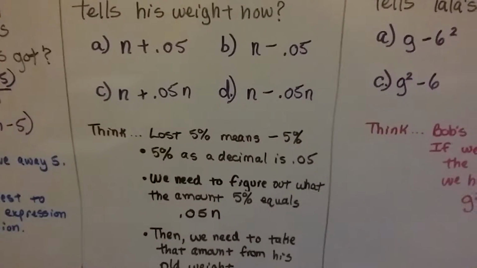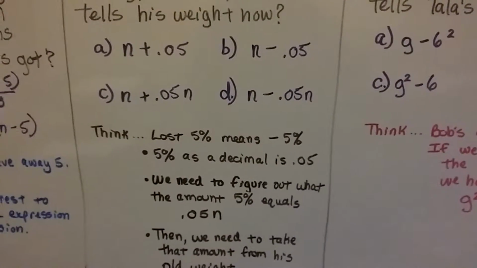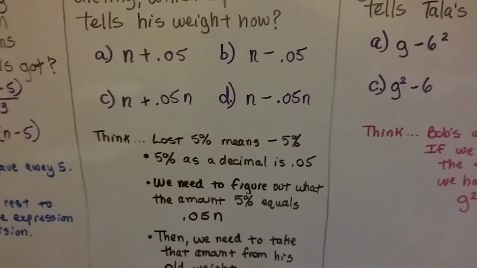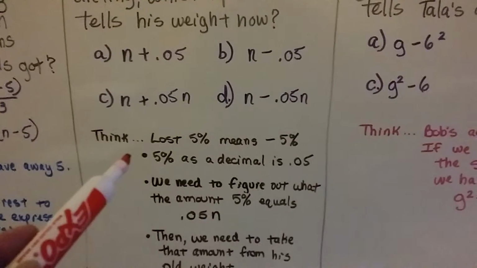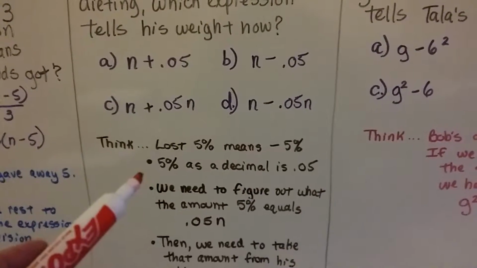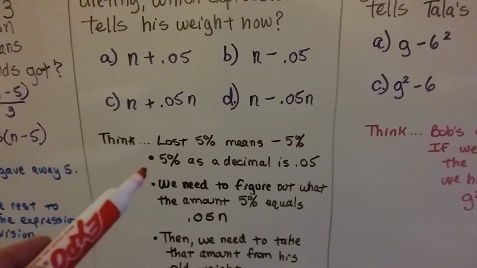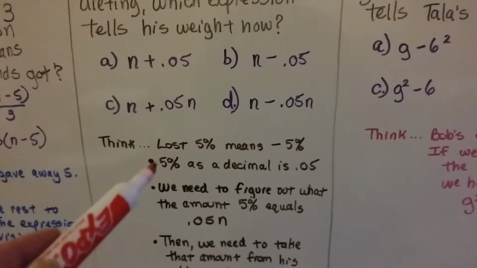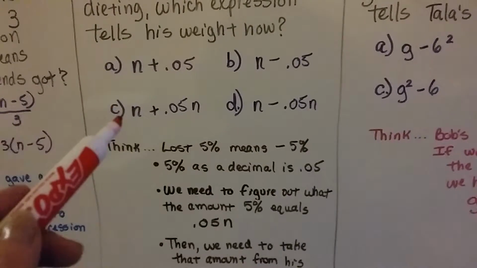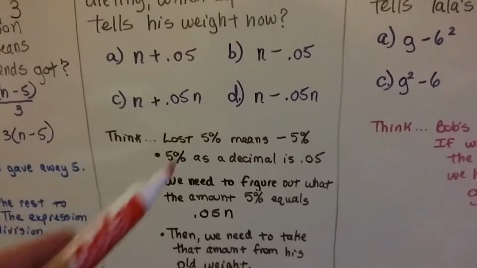So let's think. He lost 5% means it's minus 5%. And we're writing 5% as a decimal. So it's minus 0.05. So we got that far. So we know it's not A or C. It's going to be either B or D.